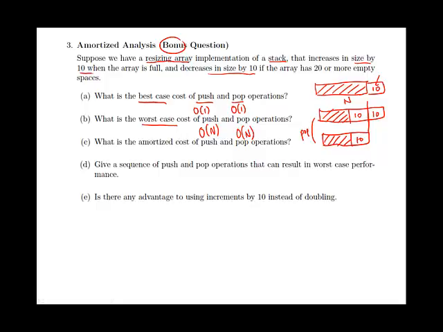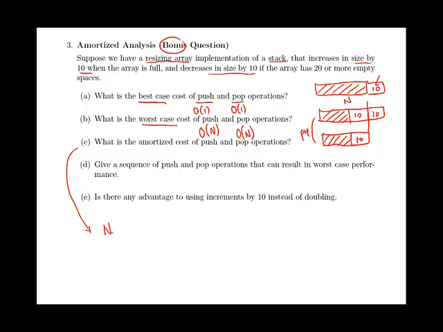The other question is, what's the amortized cost of push and pop operations? So let's think about this. This means that if you do n operations of push or n operations of pop, what would be the average cost of doing this? So to write n things, obviously it's going to cost n operations to write. If you just have an empty array of n things, you can just write them into that.